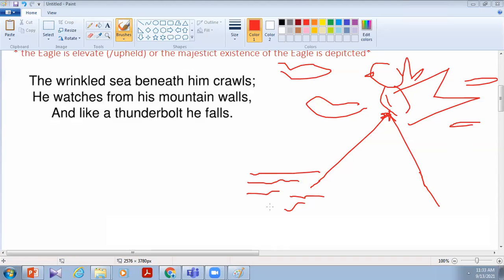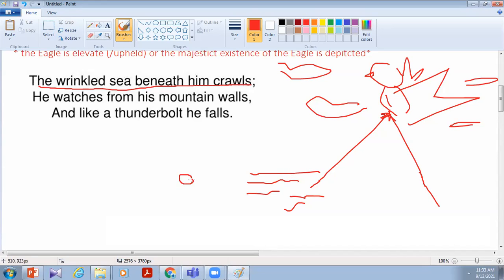The wrinkled sea beneath him crawls. Now, here we can see personification again. Not just the eagle is personified, but even the sea. See, the wrinkled sea beneath him crawls. Crawling, right?